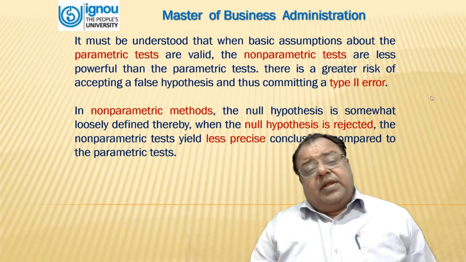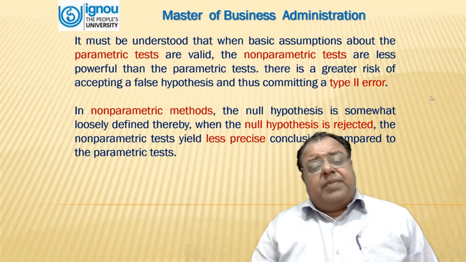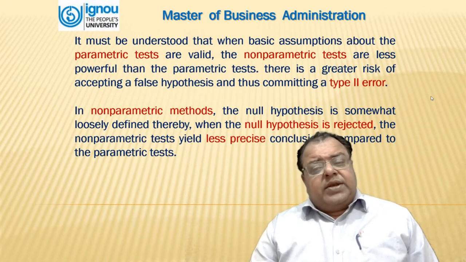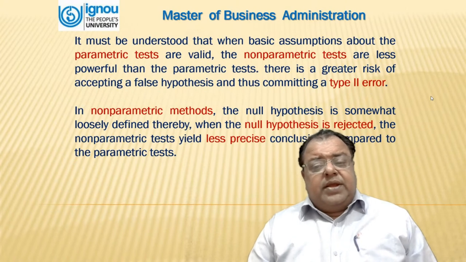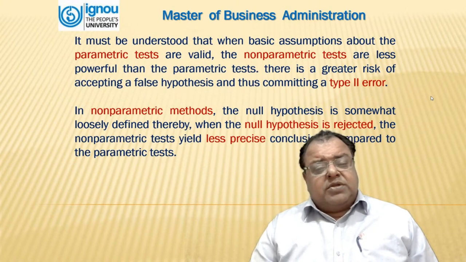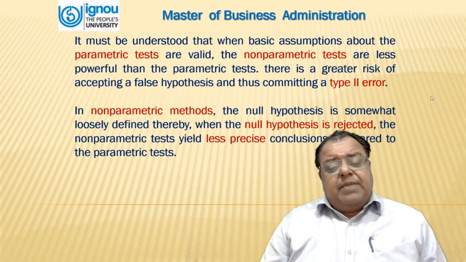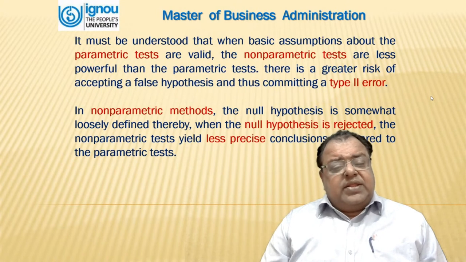It must be understood that when the basic assumptions about the parametric tests are valid, the non-parametric tests are less powerful than the parametric tests. There is a greater risk of accepting a false hypothesis and thus committing a type 2 error. In non-parametric methods, the null hypothesis is somewhat loosely defined, and thereby the null hypothesis is rejected less readily. The non-parametric test yields less precise conclusions compared to the parametric ones.